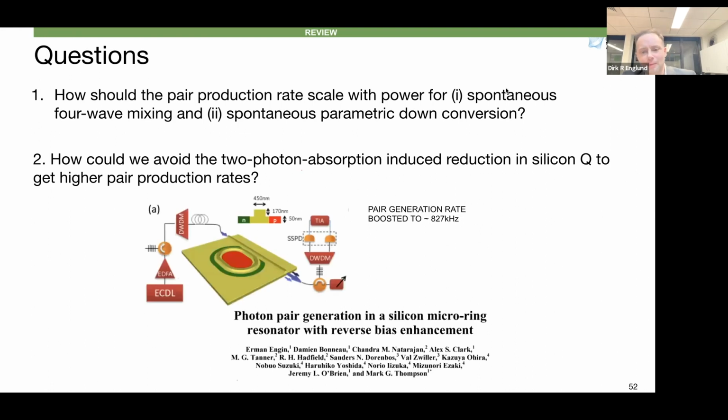All right. I will reveal the answer. So what you can do, for example, is reverse bias. So if you do generate a two photon absorption created conduction band electron, you try to sweep it out as quick as possible.